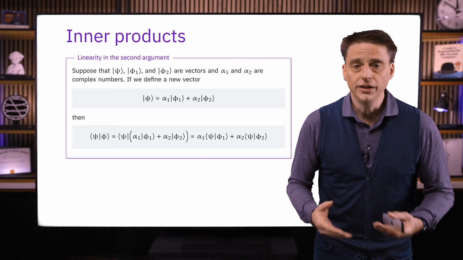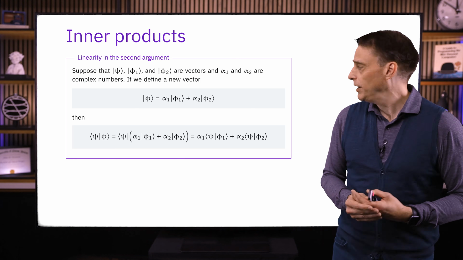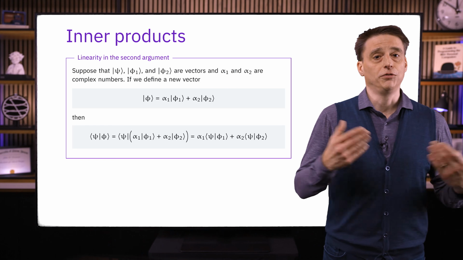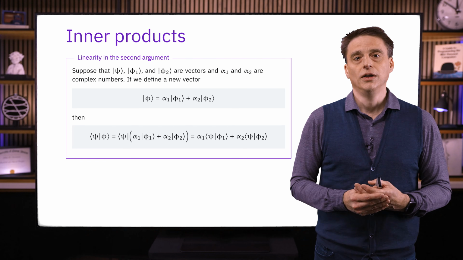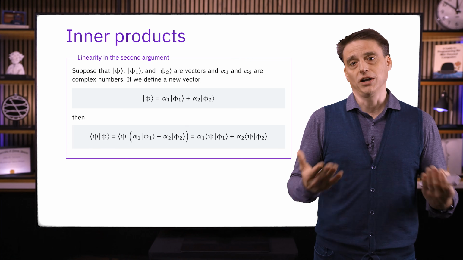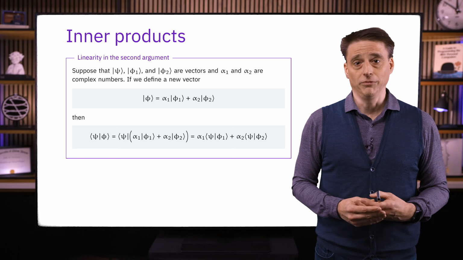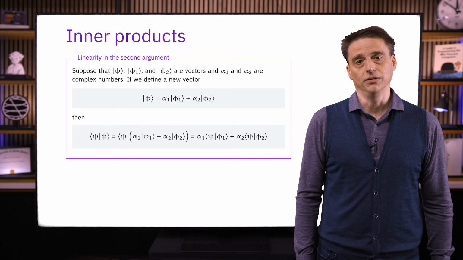The inner product is linear in the second argument. Specifically, if we define a vector phi to be this linear combination of two vectors, phi1 and phi2, then the inner product of any vector psi with phi is the same linear combination of the two inner products. And this follows quite directly from the fact that matrix multiplication is linear.